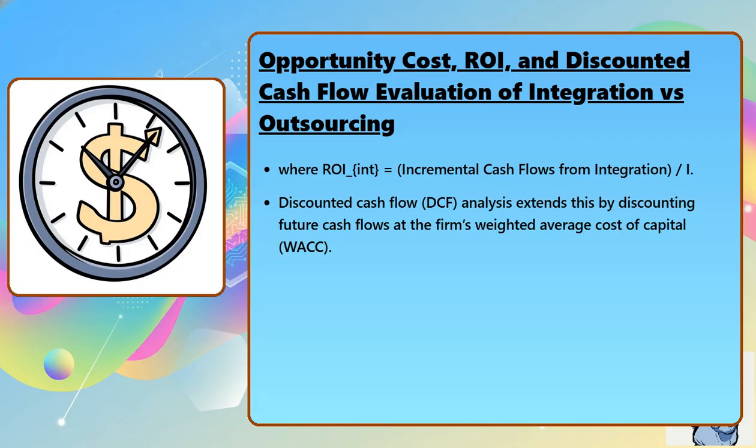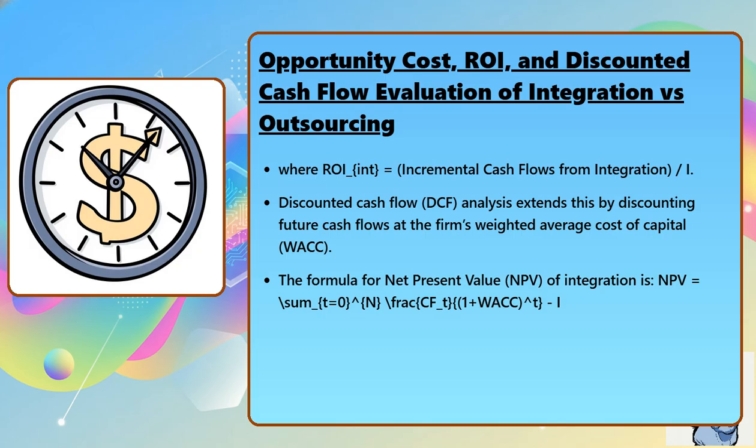Discounted cash flow, DCF, analysis extends this by discounting future cash flows at the firm's weighted average cost of capital, WACC. The formula for net present value, NPV, of integration is NPV equals the sum from t equals 0 to N of CF sub t divided by 1 plus WACC raised to the t power, minus I. If NPV is greater than 0, the integration beats the best alternative.